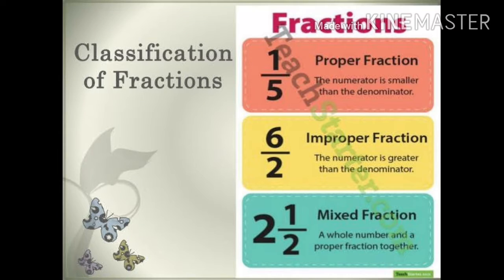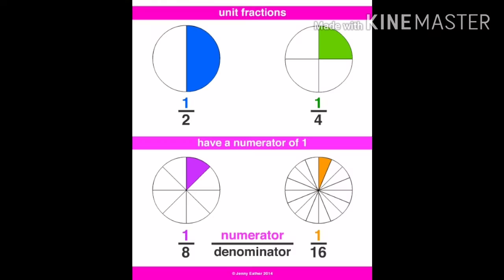Today our topic is classification of fractions. First is proper fractions. A fraction whose numerator is smaller than the denominator is a proper fraction. In an improper fraction, the numerator is greater than the denominator. And what is a mixed fraction? A mixed fraction is a whole number and a proper fraction together. This is called a mixed fraction. So understand, students, all the types of fraction: proper fractions, improper fractions and mixed fractions.